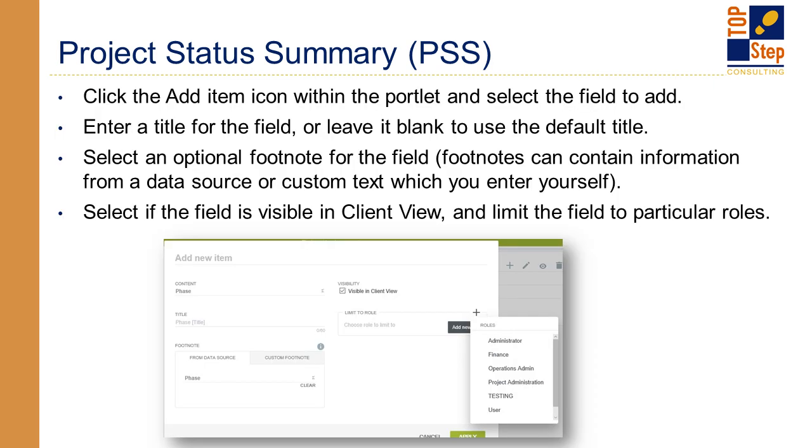Within the portlets, you can then add items. To add an item to the portlet, you click the plus sign and enter a title for the field, or you can use the default title. You'll then select an optional footnote for the field. Footnotes can contain data from a data source, which means it's pulling directly from the project itself, or it can be a custom footnote where you can type in something that you want to specifically say. You can select if it is visible in the client view, and you can limit the view based on particular roles.